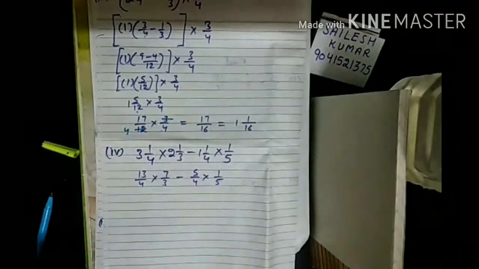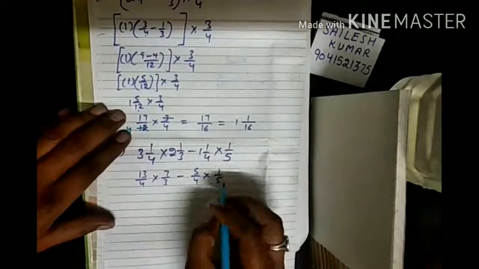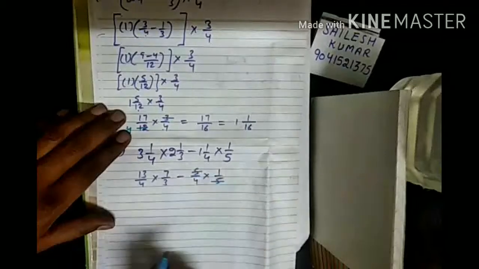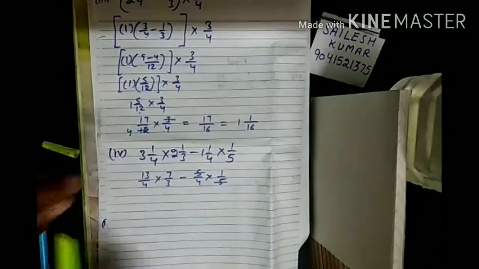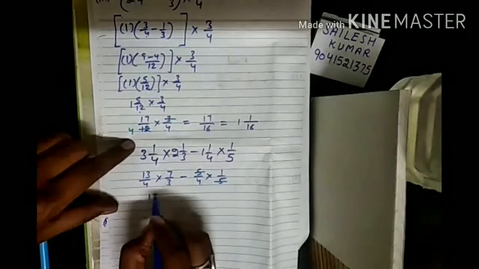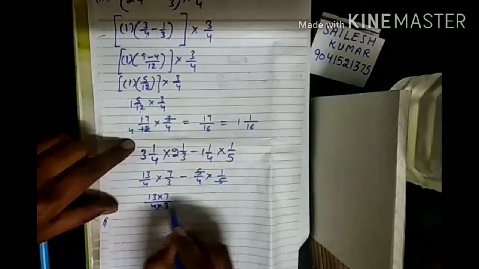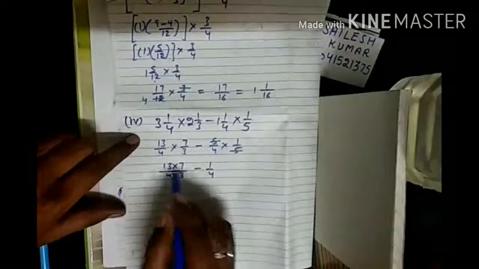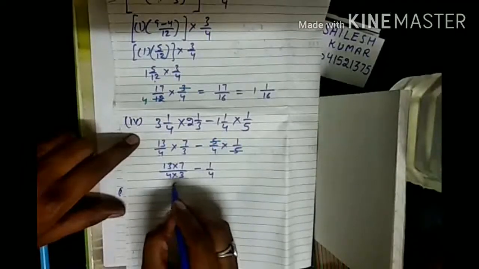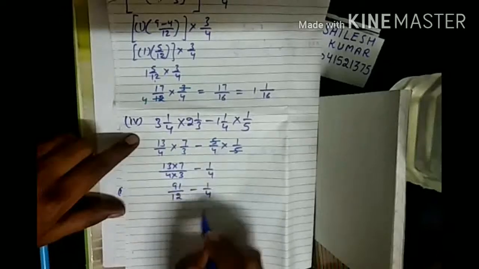Now here we will see, is there any common factor that can be cancelled? Yes. Here 5 will be cancelled with 5. In the first part there is no common factor. So we will multiply 13 by 7 and 4 by 3, minus 1 by 4. Now 13 sevens are 91, and 4 threes are 12, minus 1 by 4.